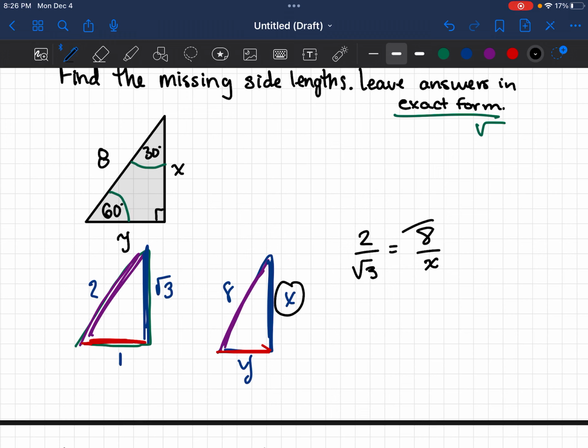The next thing I would do would be to multiply across. And I get 2x is equal to 8 times the square root of 3. I'm going to divide both sides by 2.